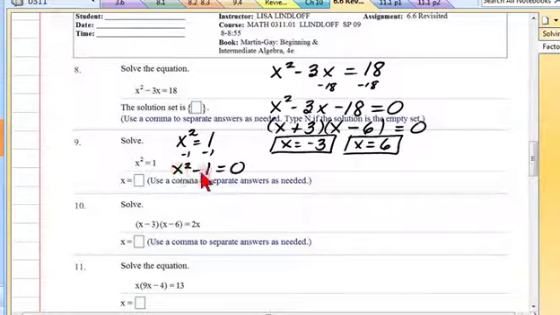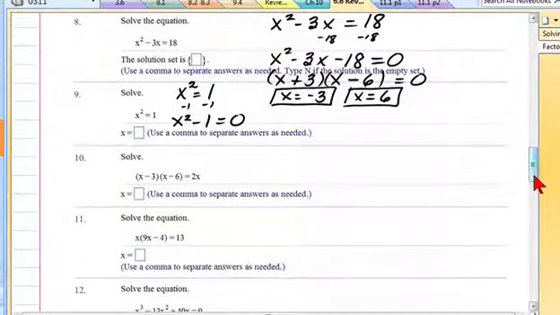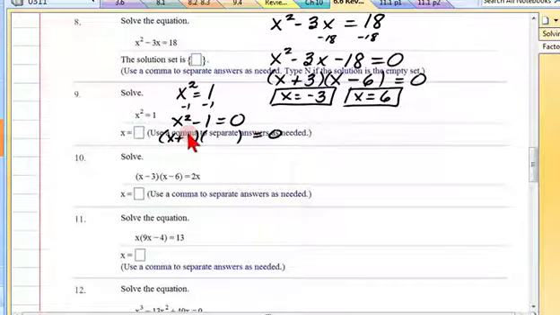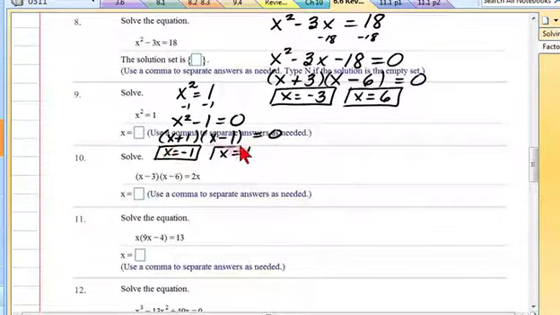Now, can I factor that binomial? Is it anything I'm familiar with? Difference of squares? Difference of squares factors into x plus 1 and x minus 1 because the square root of 1 is 1. And that gives me x is negative 1 or x is positive 1. And like I said, in a few minutes, I'm going to talk about an alternate way to think about that problem. But for right now, I treated it as the difference of squares.